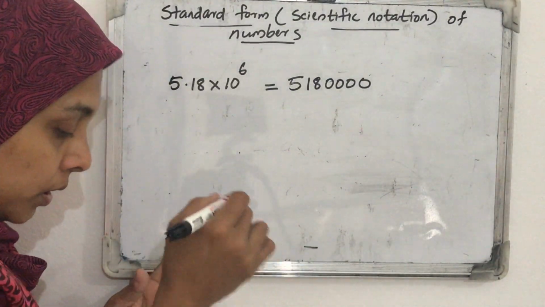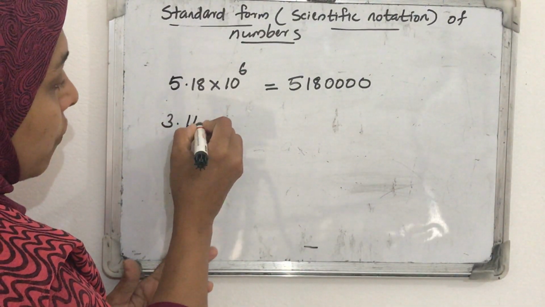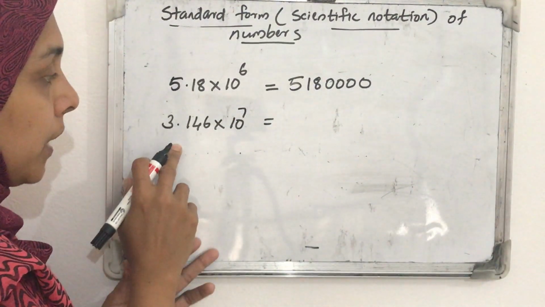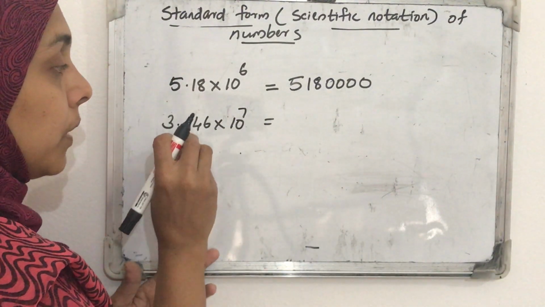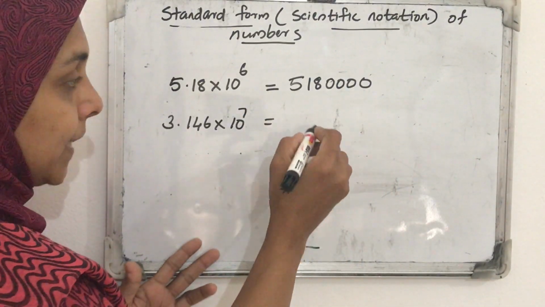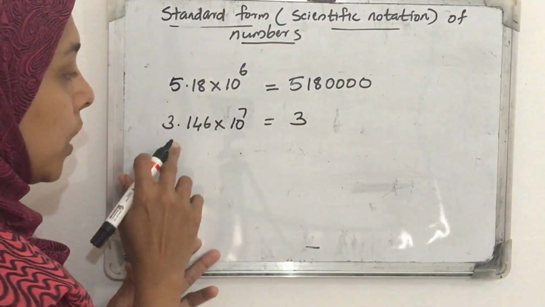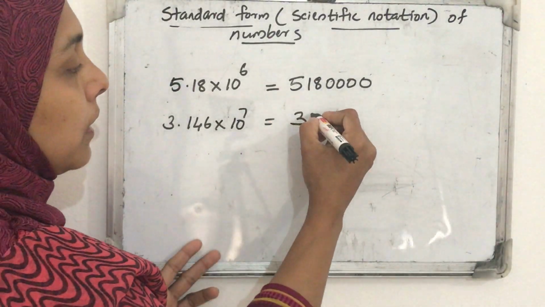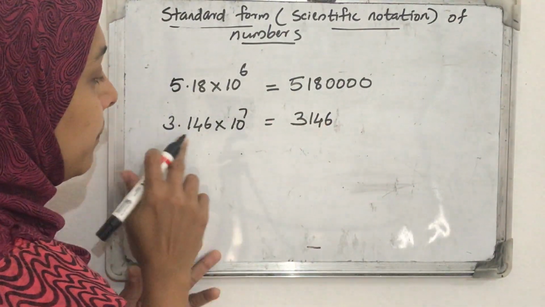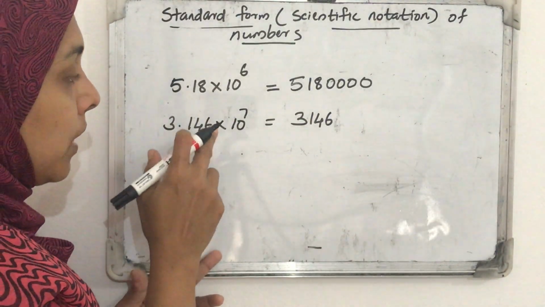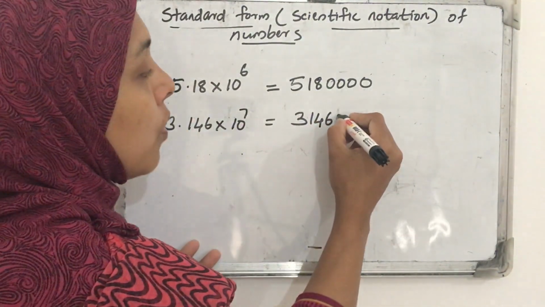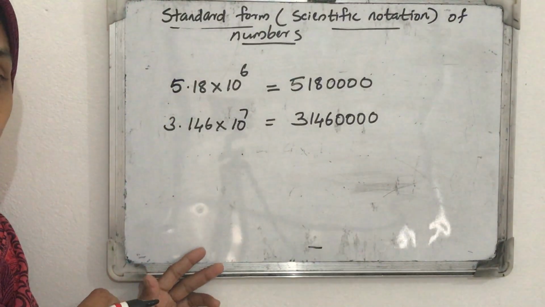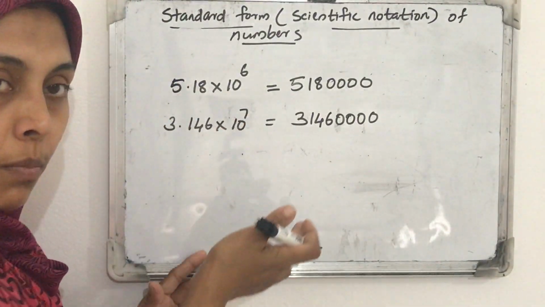Now another question, 3.146 into 10 raised to 7. So here 7 places we want to move to the right side. So 7 places we want to move. When we move these 3 places, already 3 places are over, because 3 digits are here, then we can add 4 zeros. So total 7 places we moved this decimal point.